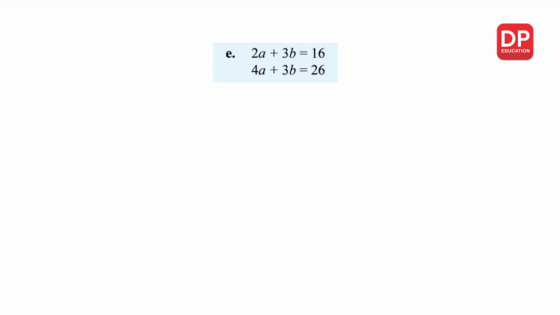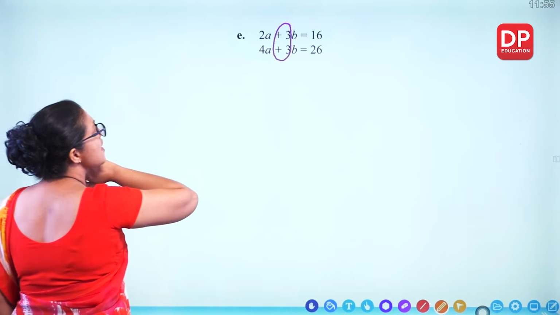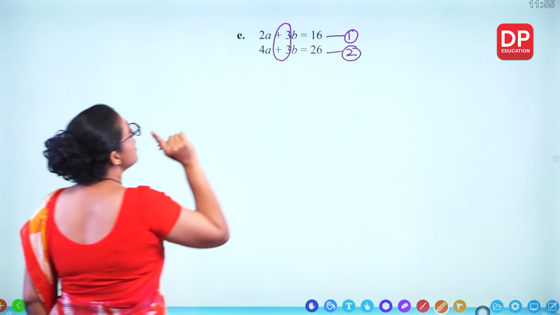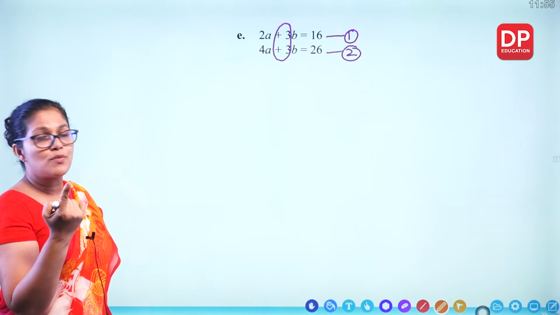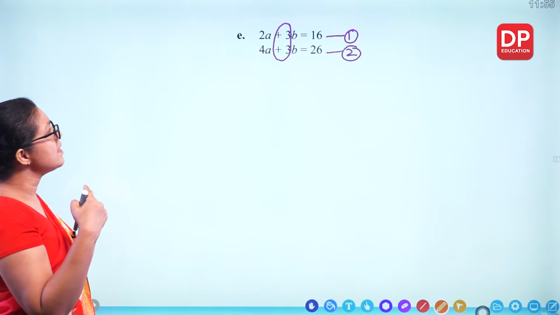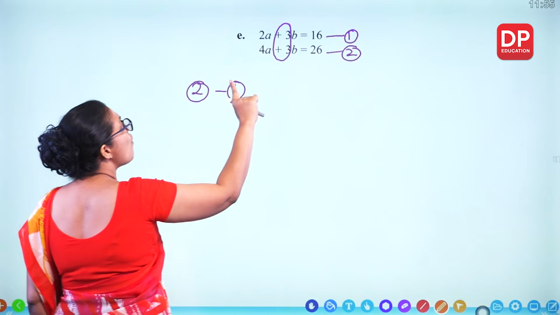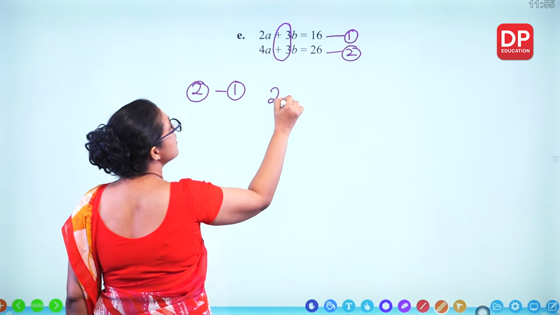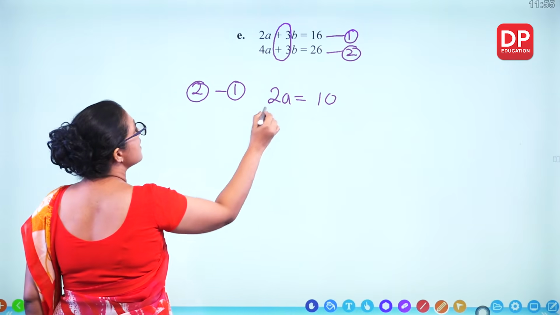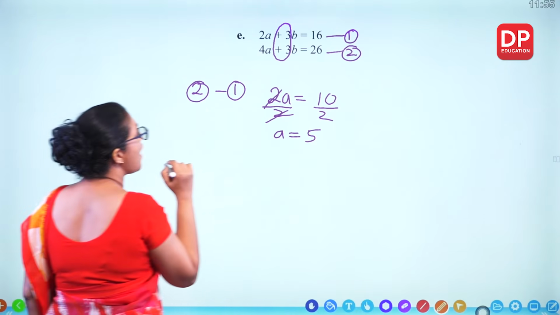Look at this one. Same coefficient and the same sign here. Same sign, you subtract the two equations. I prefer 2 minus 1 rather than 1 minus 2 because the bigger coefficient is in the second one. I'll take 2 minus 1. 4a minus 2a, that's 2a. 26 minus 16, that's 10. Divide by 2, you get a equals 5.